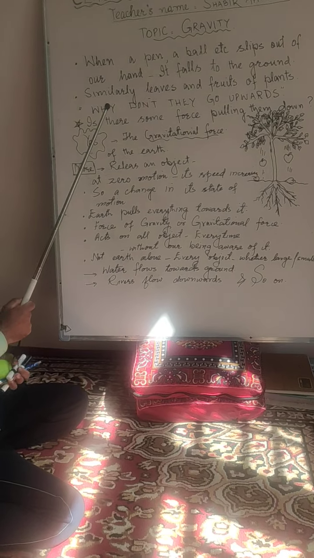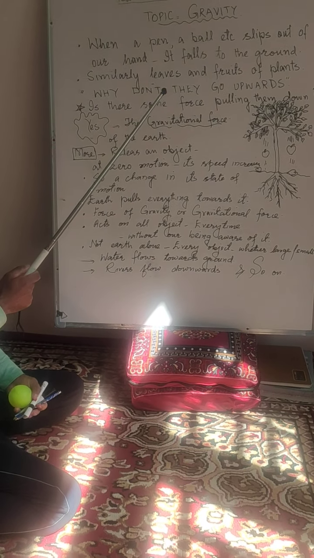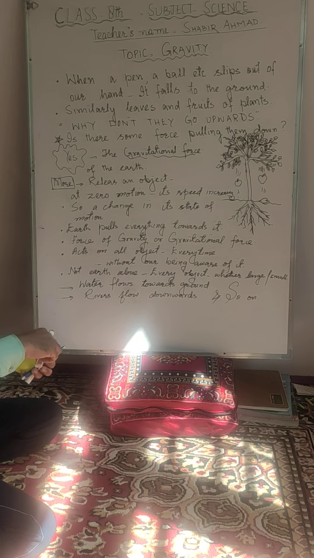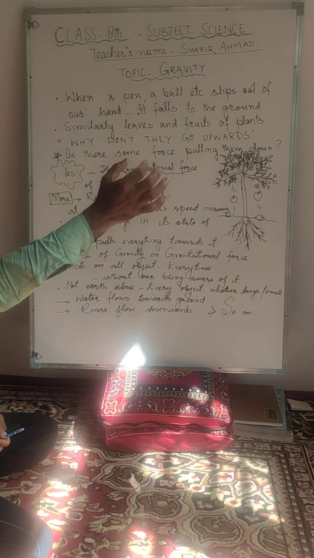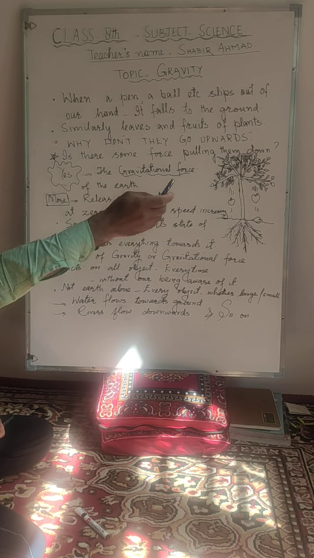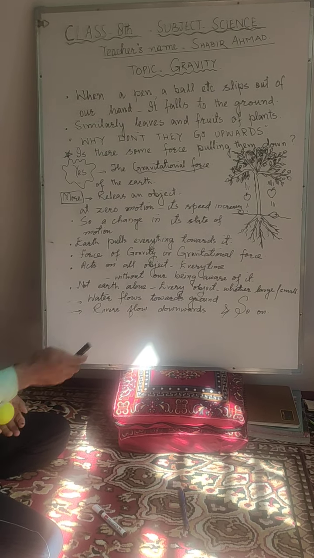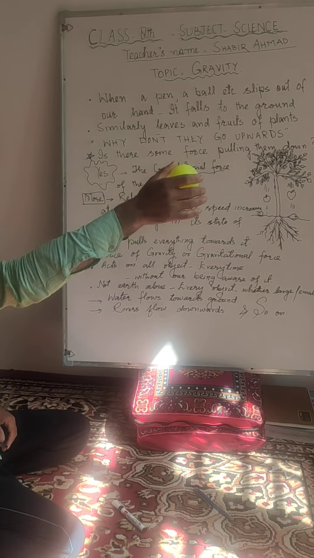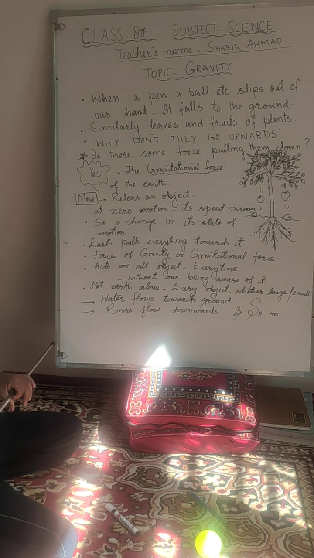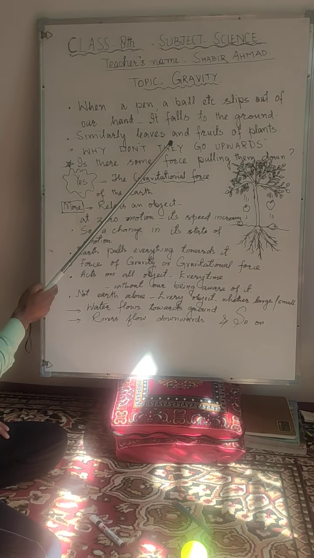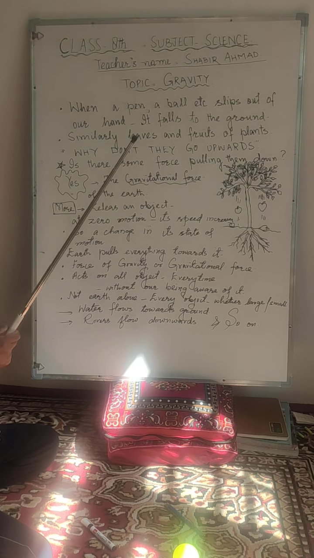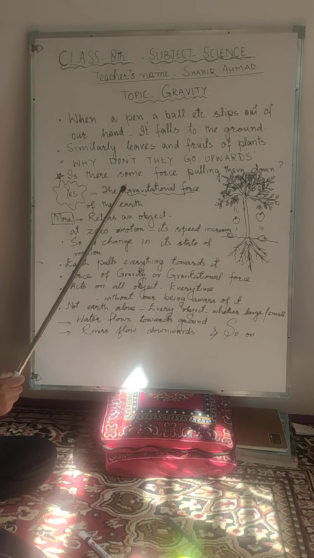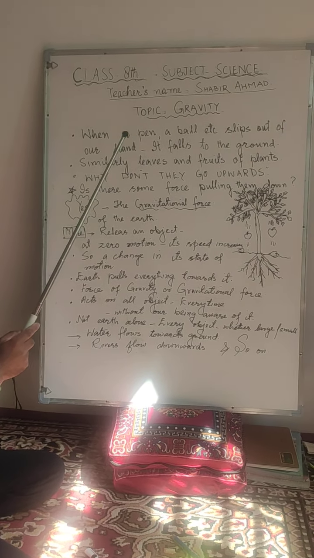Students, we know when a pen or a ball or anything else slips out of our hands, it falls to the ground. Like a pen, it slips out of our hands and falls to the ground. Anything that slips out of our hands falls to the ground. And the ball, it also falls down. Similarly, leaves and fruits of plants, when they come off the trees, they also fall to the ground.